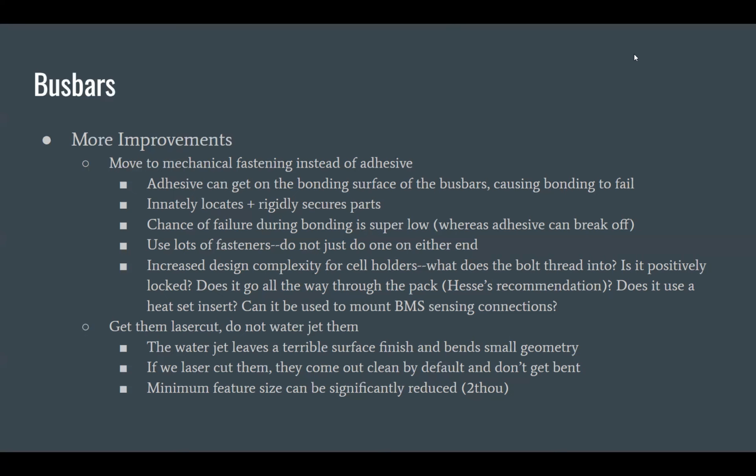Now you have all these things flying around in your pack. They come bolted. How does the BMS sensing work with this? Could you put a ring terminal into one of these connections? Could you bolt a PCB? Do you just ignore it and bolt the PCB separately? Lots of new questions pop up here.